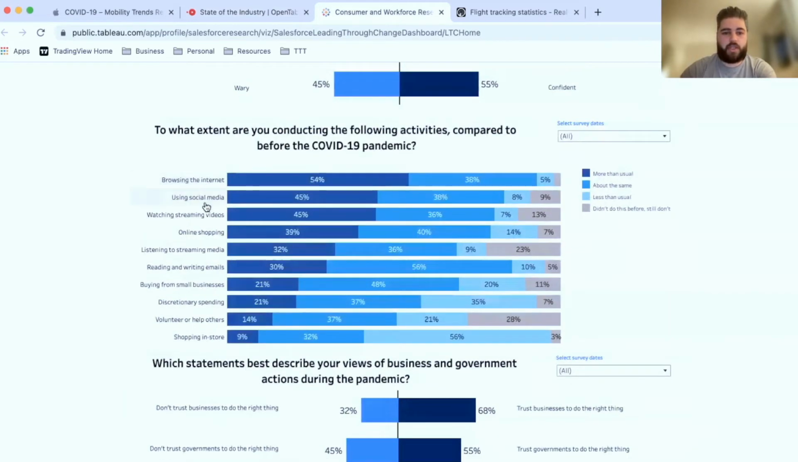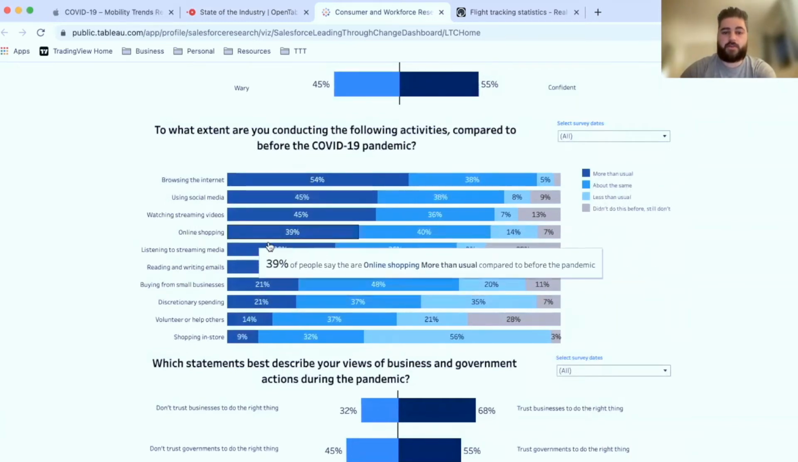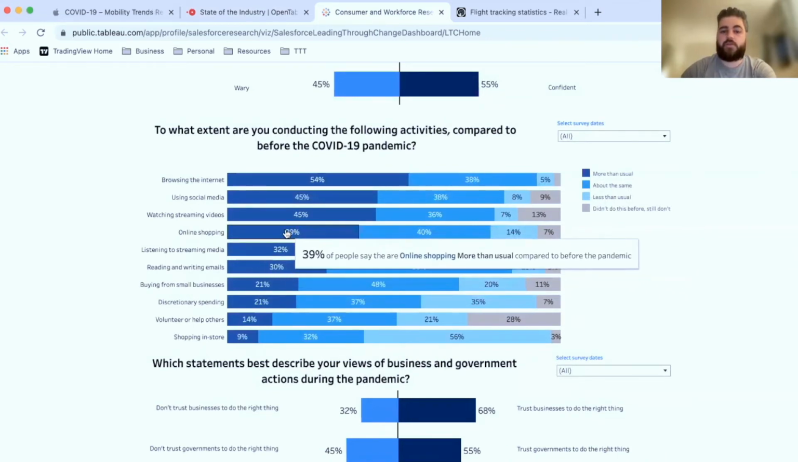So browsing the internet, using social media, watching streaming videos, online shopping, now 39% of people are actually doing that more. So that's maybe a trading decision that you can start to get yourself interested in. 39% of people are doing that more than what they were before, compared to 14% of people who are doing less. So that's an interesting change that you can maybe take advantage of if you're investing into companies. Make sure that they have some online presence, online shopping presence. Companies that do that better than others will naturally perform better in that market as things change.